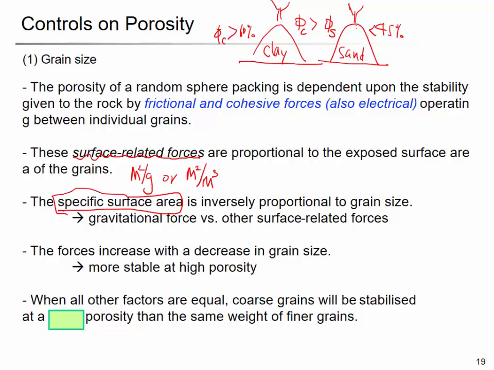So again, when all other factors are equal, coarse grain will be stabilized at lower porosity or higher porosity than the same weight of finer grain? Is it lower or higher? Confusing.